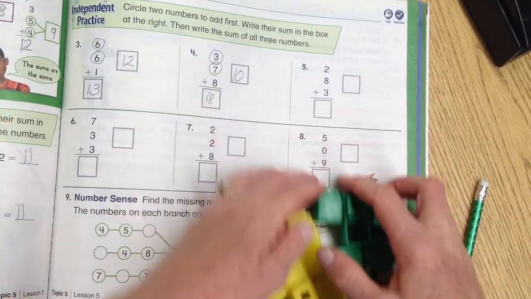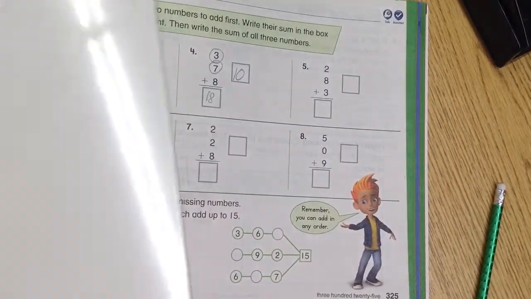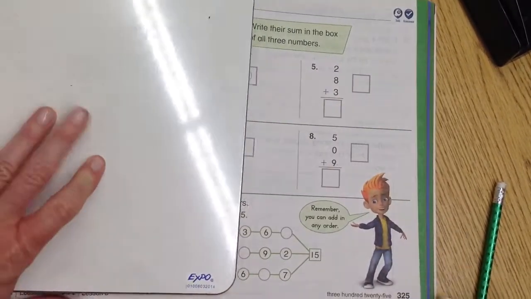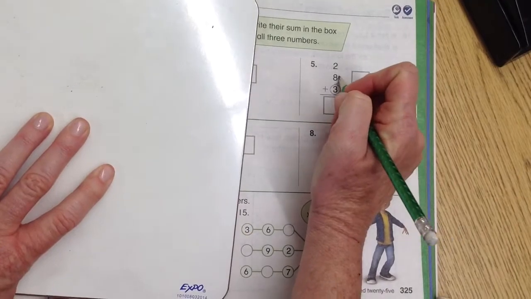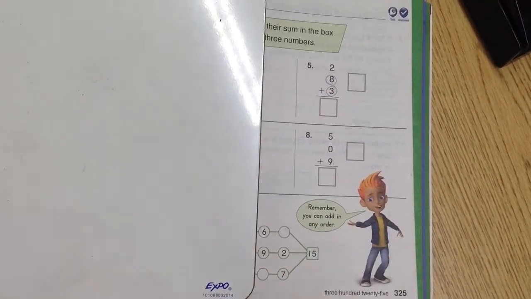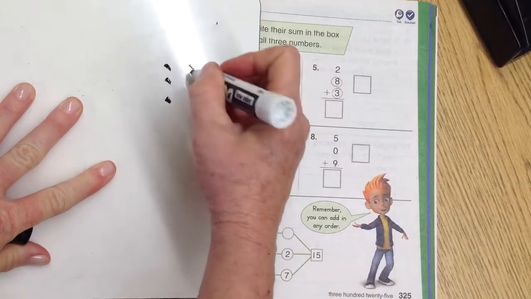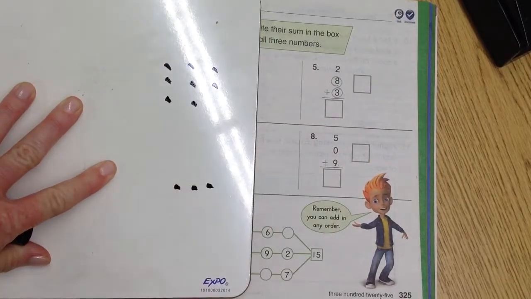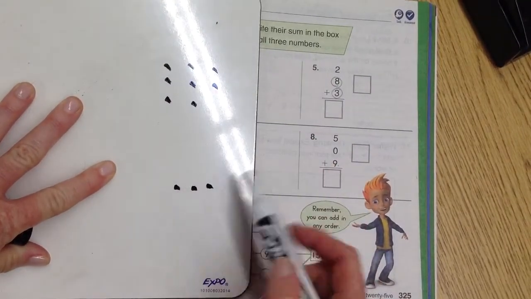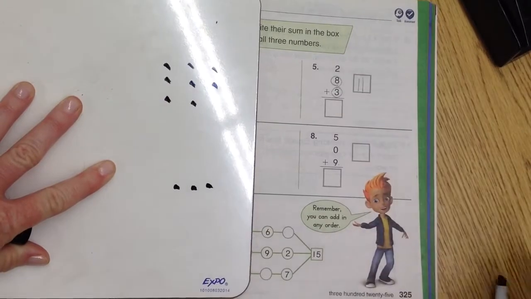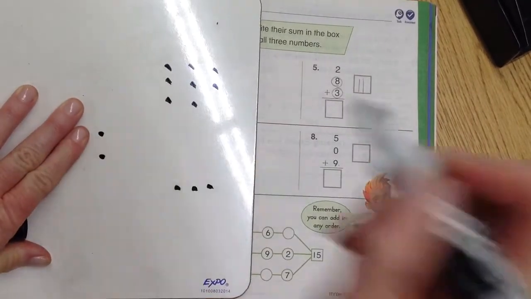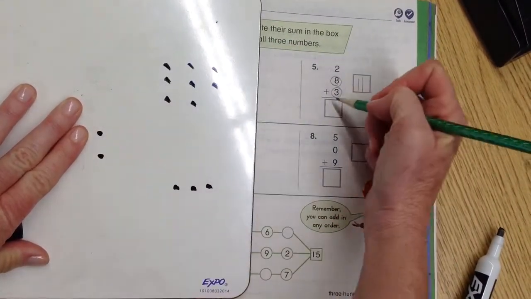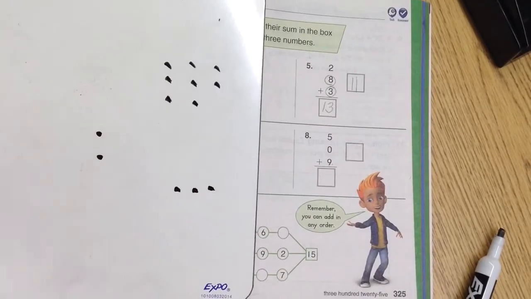All right, number 5. This time, instead of using the blocks, I'm just going to draw dots on my whiteboard. So we have 2 plus 8 plus 3. Oh, let's do the bottom 2 this time. So let's start with 8. I'm going to draw 8 dots. 1, 2, 3, 4, 5, 6, 7, 8. Plus 3 more. 1, 2, 3. So we have 8, 9, 10, 11. So there's my 11. And now I need to draw 2 more over on the side somewhere. So we have 11, 12, 13. So a total of 13.